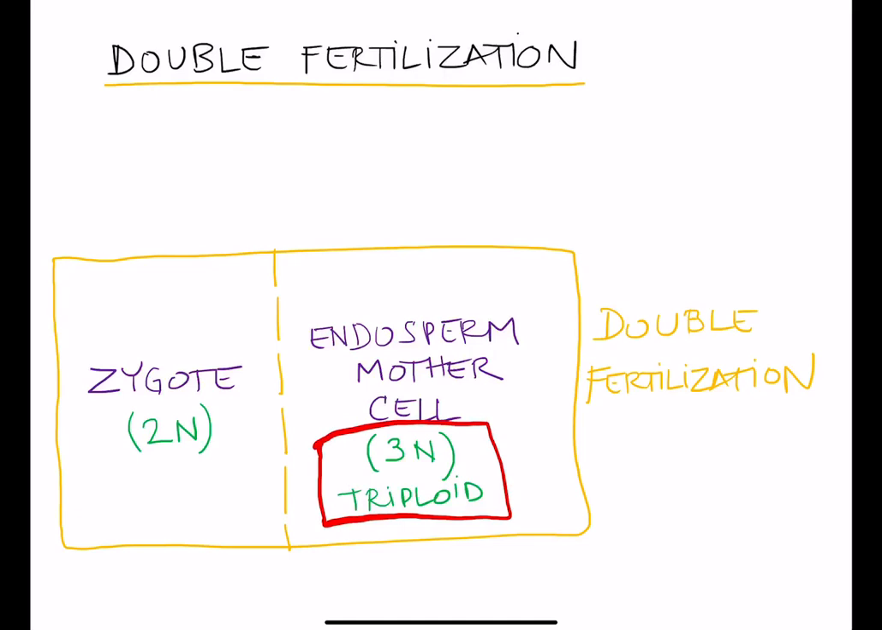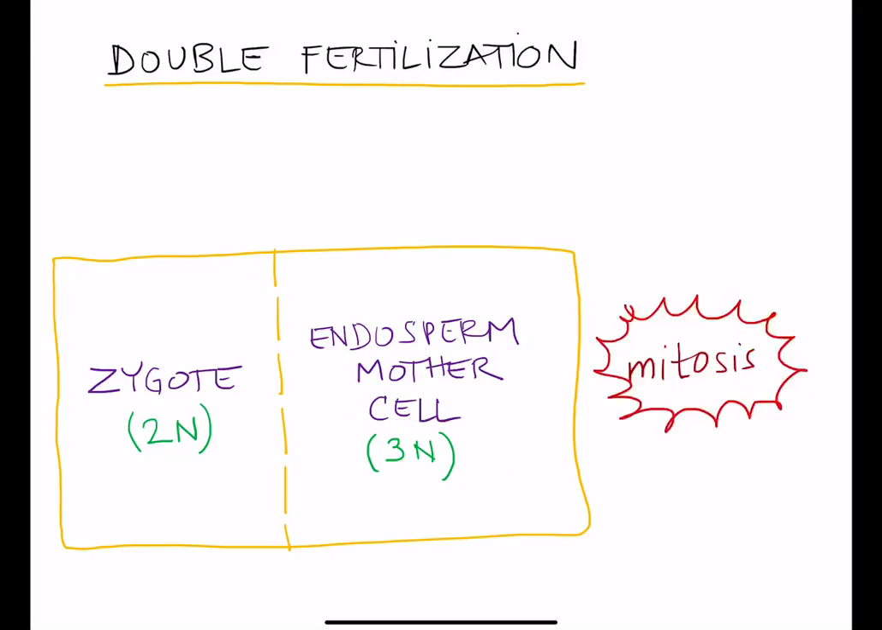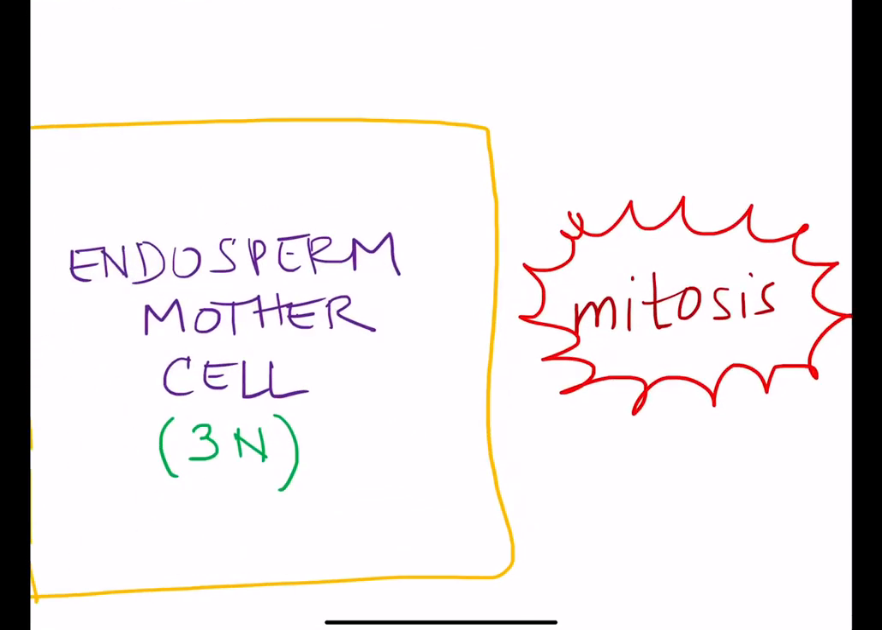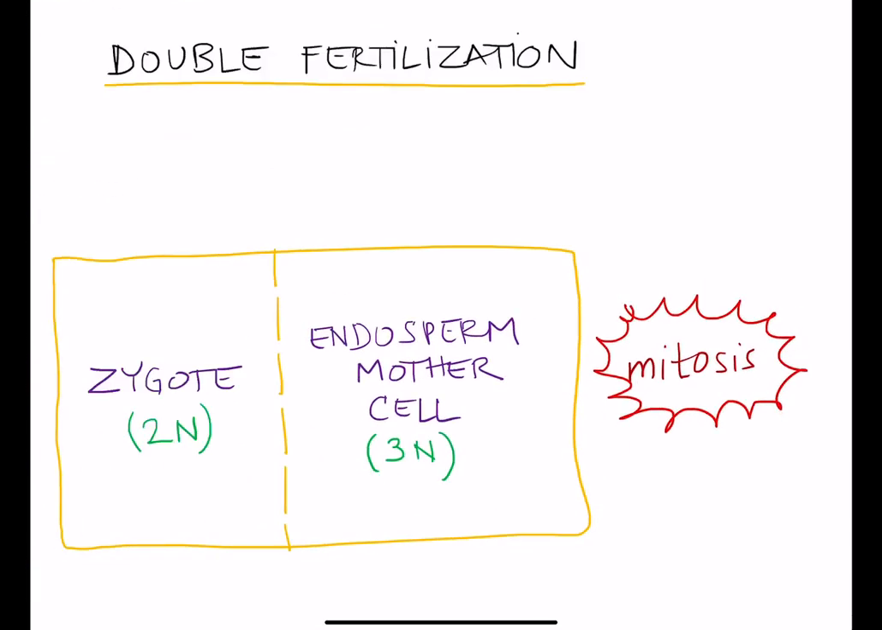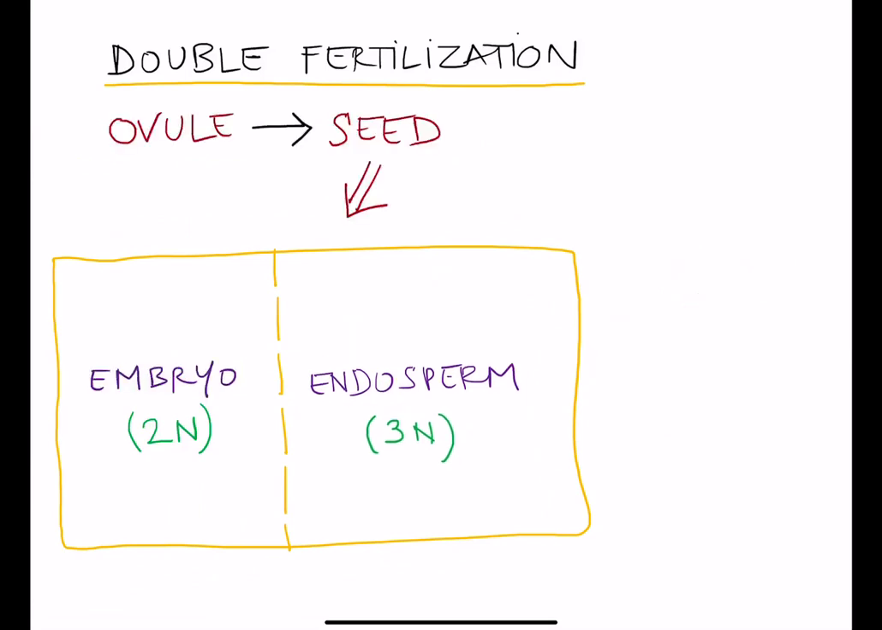tissue. And originally it's just this one cell. It's called the endosperm mother cell. And then we know the other side here was a zygote. And then those are going to undergo mitosis. And now the zygote is going to become an embryo. Yeah, the zygote underwent mitosis to become the embryo.